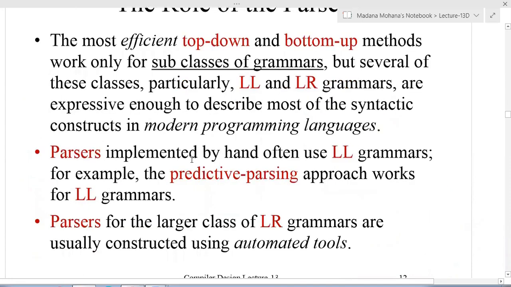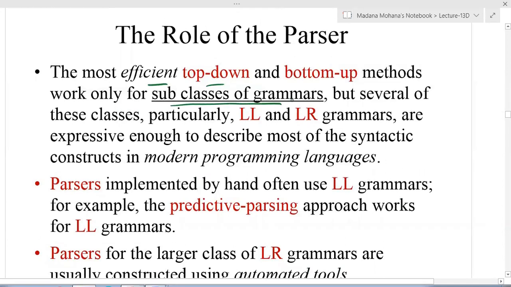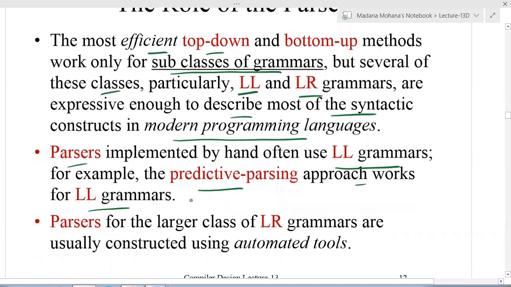Now let us compare these two with some efficiency measures. The most efficient top-down and bottom-up methods work only for subclasses of grammars, but several of these classes, particularly LL, that is predictive parser, part of top-down parser, and LR grammars, that is bottom-up parser, are expressive enough to describe most of the syntactic constructs in modern programming languages. Parsers implemented by hand often use LL grammars. For example, the predictive parsing approach works for LL grammars, whereas parsers for the large class of LR grammars are usually constructed using automated tools, like YACC, a parser generator tool, in another compiler course.